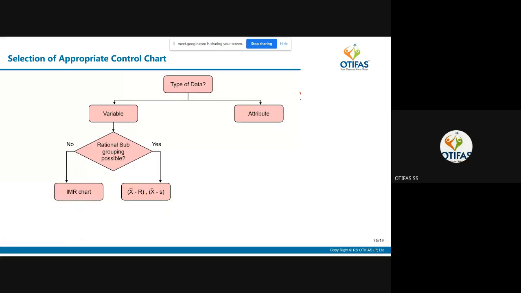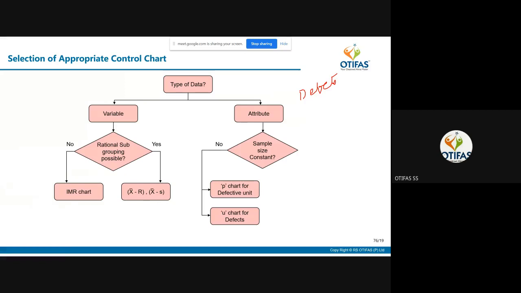Now you have two things: defects and defectives. What is it that you want to control, defects or defectives? If the sample size is not constant, then you can use the P chart for defectives and the U chart for defects. If it is constant, you'll use the NP chart for defectives and the C chart for defects. So you have charts for defects and charts for defectives.